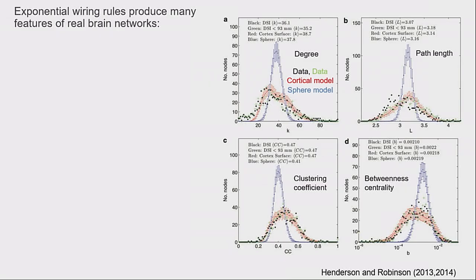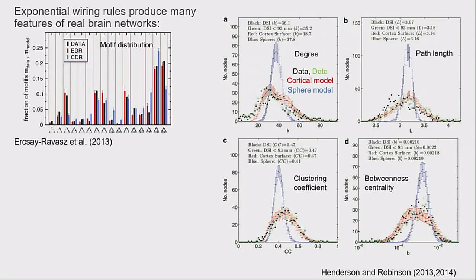It turns out people have done this. If you run this wiring rule, you can match degree distributions, path length distributions, clustering coefficient distributions, betweenness centralities. If you're only interested in matching the means of these, you can even, instead of running this on a properly shaped brain, do it on a sphere and still match all of these features. You can get complex things like motif distributions. It's actually quite a powerful rule.